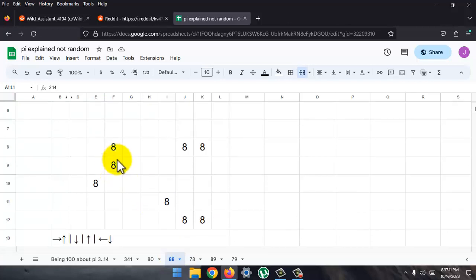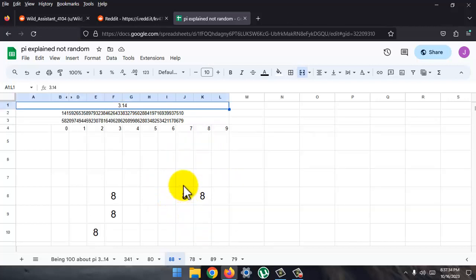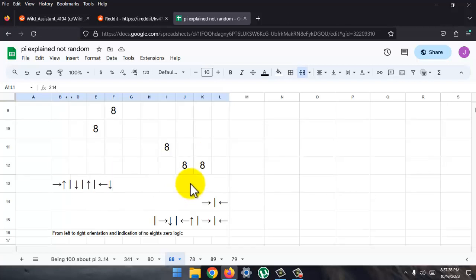So anytime there's an 8 touching, this 8 has 3, 4, 5, 6, 7, 8 different possibilities. But there's one there, one there. Let's count how many 8s are touching each other: 1, 2, 3, 4, 5, 6, 7, 8. Very logical, very understandable. That explained 88 in ASCII.